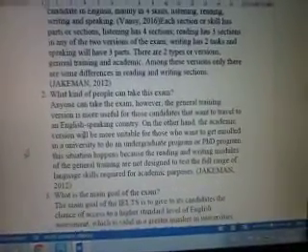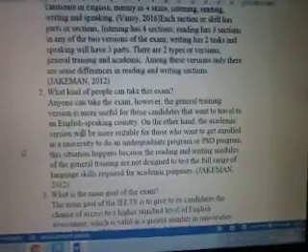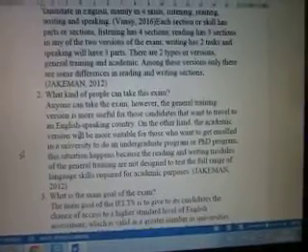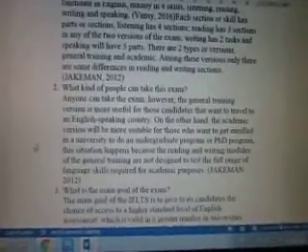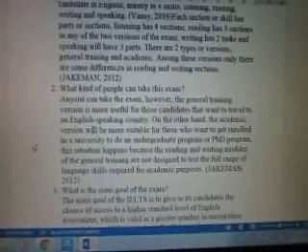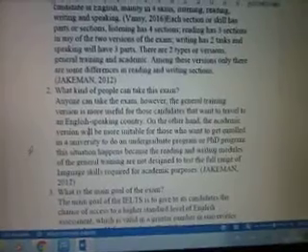On the other hand, the academic version will be more suitable to those that want to get enrolled in a university, to do an undergraduate program or a PhD program. This situation happens because the reading and writing modules of the general training are not designed to test the full range of language skills required for the academic purposes, but as I mentioned before, in reading and writing modules.